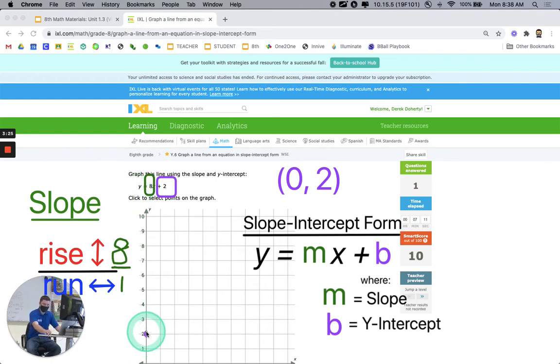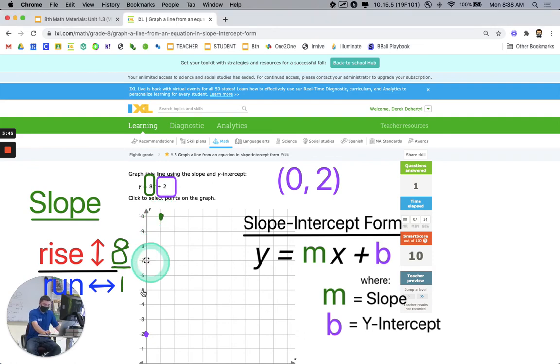Or the graph will move up by 8, from 2 all the way to 10, every time we move right by 1. So again, I took this y-intercept point, the beginning point, and then the slope says y gains 8, 1, 2, 3, 4, 5, 6, 7, 8, every time x gains 1, up by 8, right by 1.